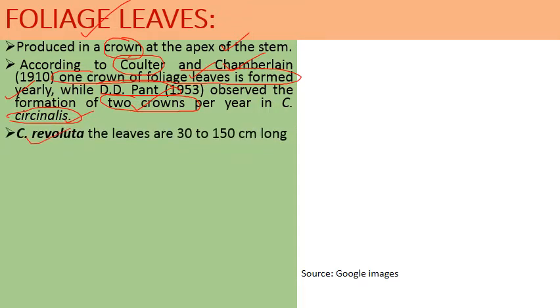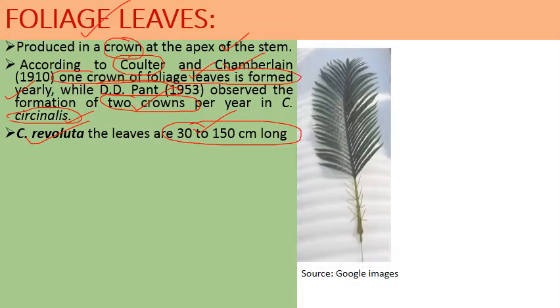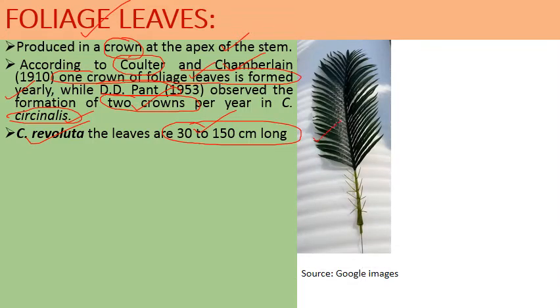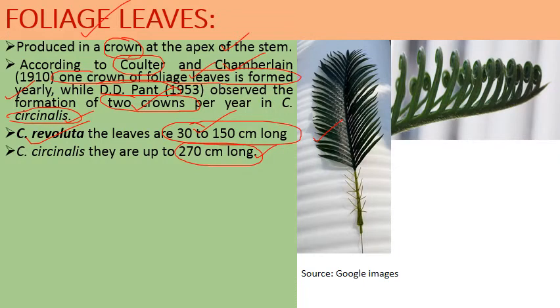Next is Cycas revoluta. साइकस रिवोल्यूटा में जो लीव्स होते हैं, they are 30 to 150 सेंटीमीटर long. So this is the leaf of Cycas revoluta. And Cycas circinalis, they have leaves up to 270 centimeter long. So these are longer, and this is the photograph of Cycas circinalis.